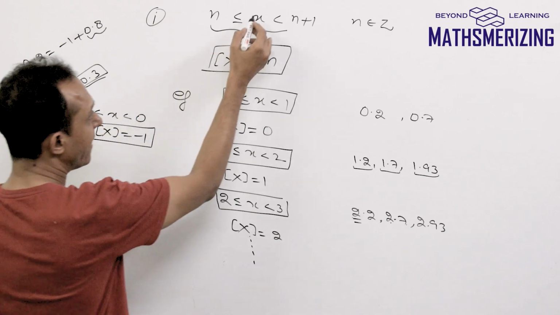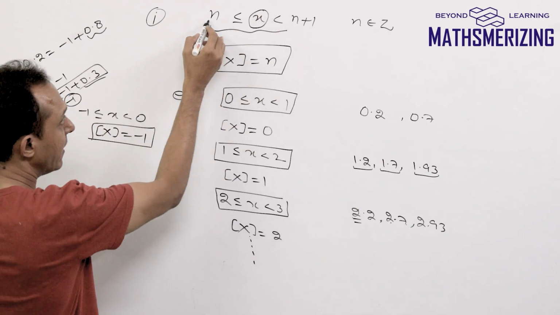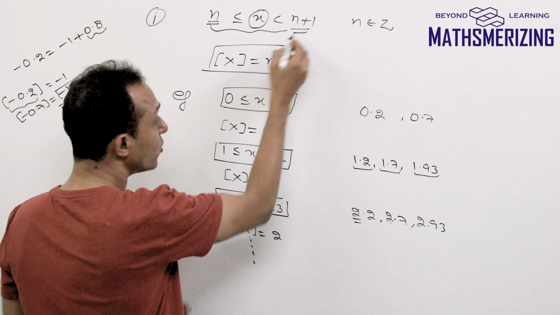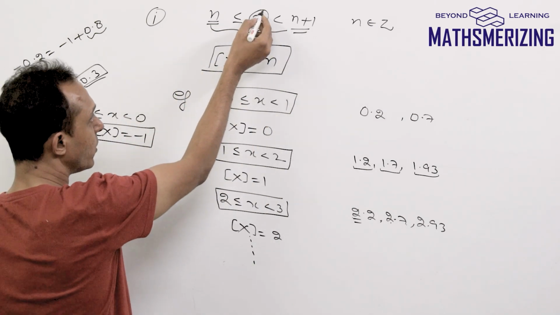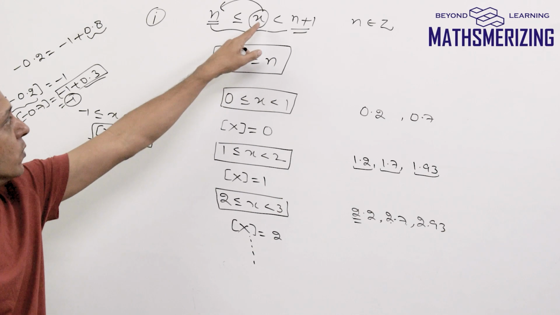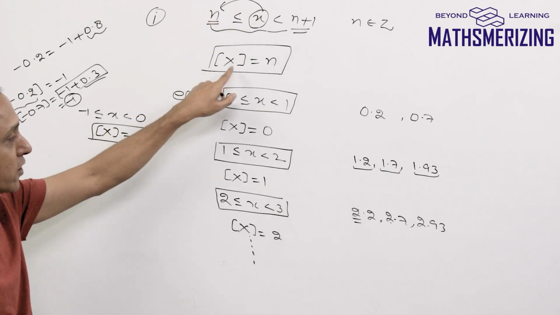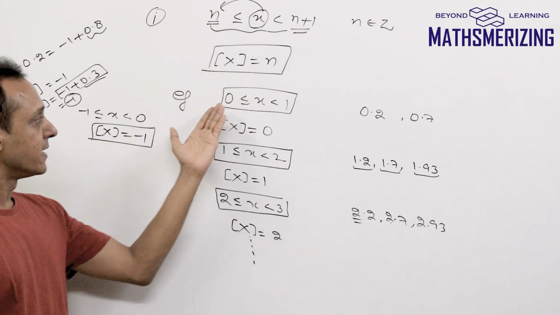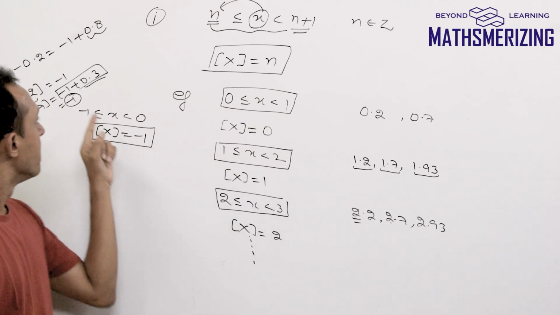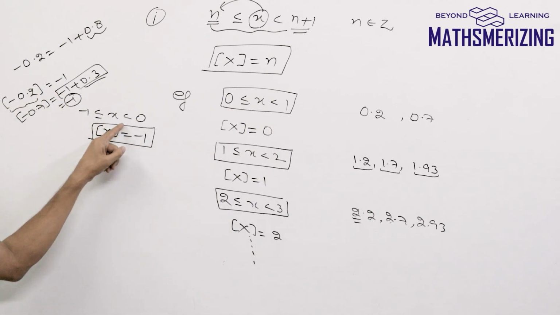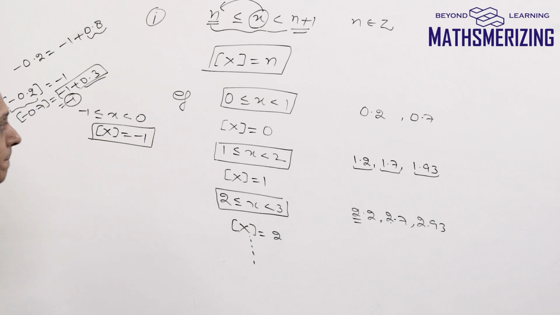So that is, if I have any number x that lies between two consecutive integers, n and n plus 1, it will always go to its left value. So it will always go to n. So greatest integral function of x in this case will be n. So as is the case when x lies between 0 and 1, it is 0. 1 and 2, it is 1. Between -1 and 0, then it is -1.